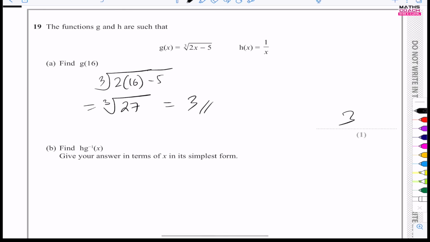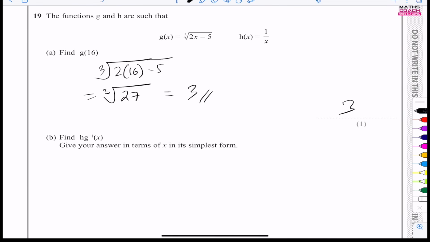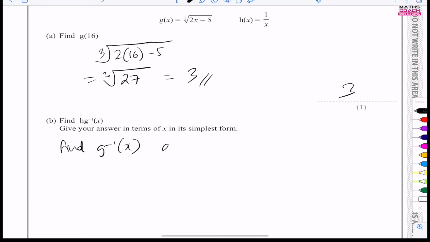So the answer is 3. Next, find HG inverse. Now, what does this mean? Find HG inverse. That means find the inverse of G and then do the composite function thing, which is to put into H. So let's go ahead and find the inverse of G first. And then we're going to sub into the function H of X.